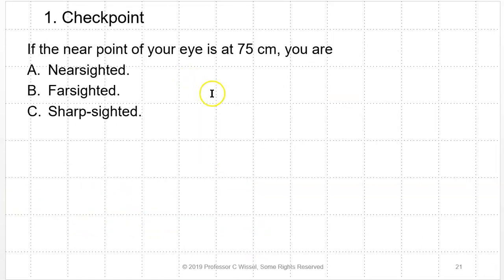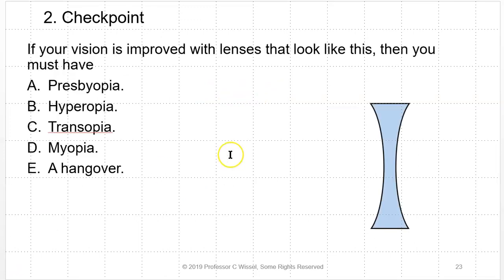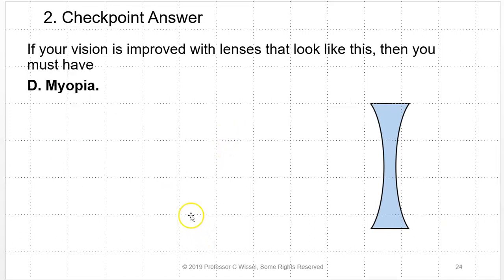If the near point of your eye is at 75 centimeters, you are farsighted. In other words, it's greater than 25 centimeters. If your vision is improved with lenses that look like this, you have myopia. You're nearsighted. Thank you.